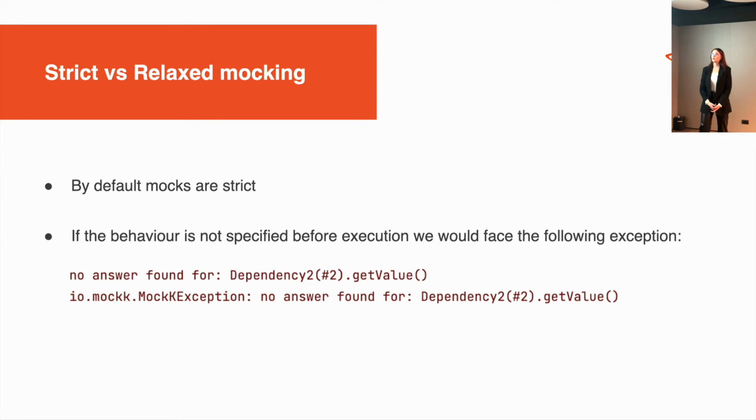Now we actually have two types of mocks: strict and relaxed mocks. By default, the mocks are strict. So if the behavior is not specified for these mocks before execution, we would face the following exception. If we didn't say dependency 2 needs to return a 6, we will face this exception, because these mocks are, how can I say, really dumb, and we really need to tell them what they need to do.